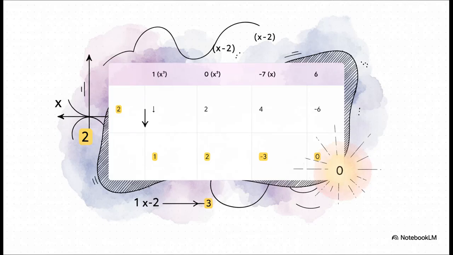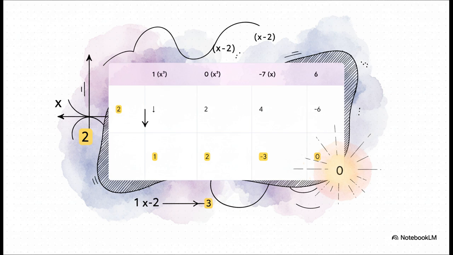And to divide out that factor, we'll use our good friend synthetic division. So we write down the coefficients. 1 for x cubed. Careful now, there's no x squared term, so we need a 0 as a placeholder. Then negative 7 and 6. Our root 2 goes in the little box. And now we just run the pattern.